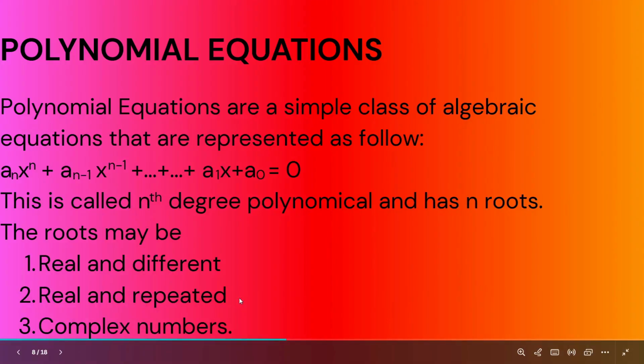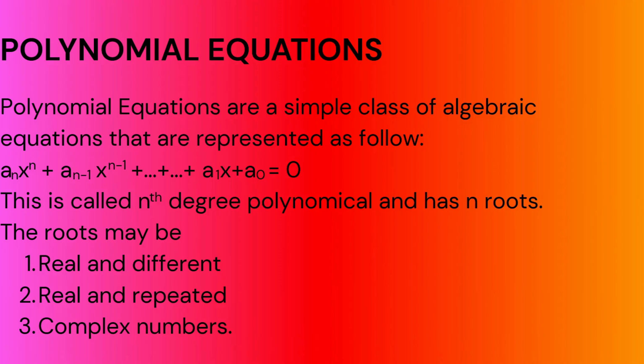The second one is the polynomial equation. Polynomial equations are a simple class of algebraic equations that are represented as follows: a_n x^n + a_(n-1) x^(n-1) + ... + a_1 x + a_0 = 0. This is called an nth degree polynomial and has n roots. The roots may be real and different, real and repeated, or complex numbers.